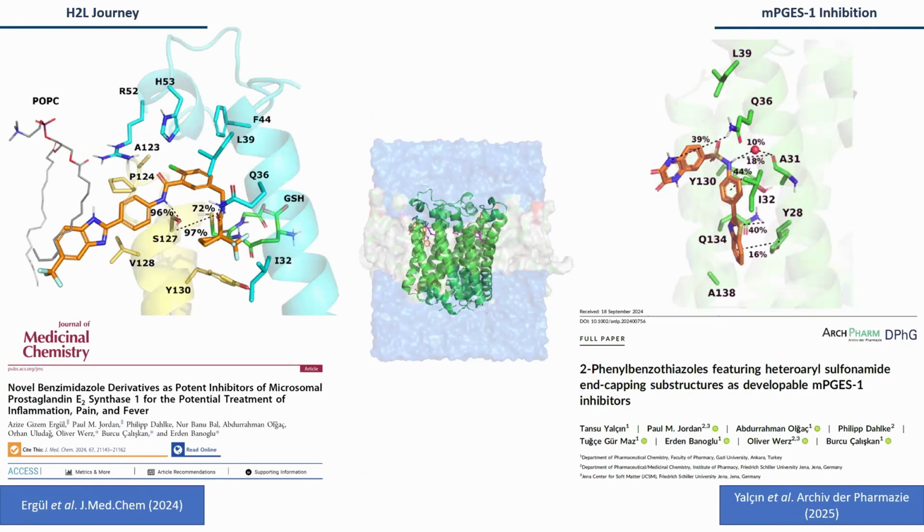And here, as you can see on the left, we opened the benzimidazole ring system and we reached some sub-nanomolar level compounds that showed also in vivo efficacy. And this study is published in Journal of Medicinal Chemistry. In another work, we improved the bioactivity of an mPGES-1 inhibitor, and this work is published in Archiv der Pharmazie.